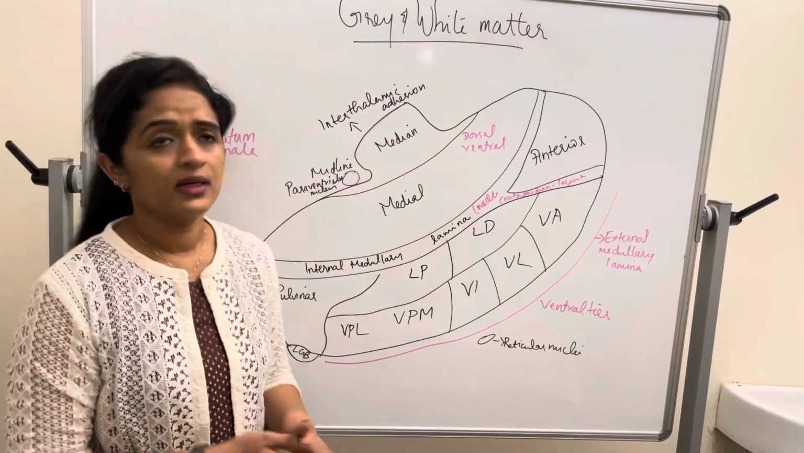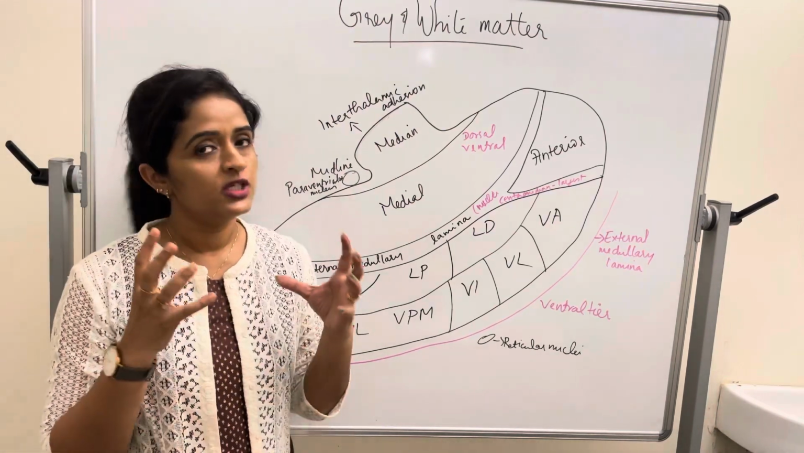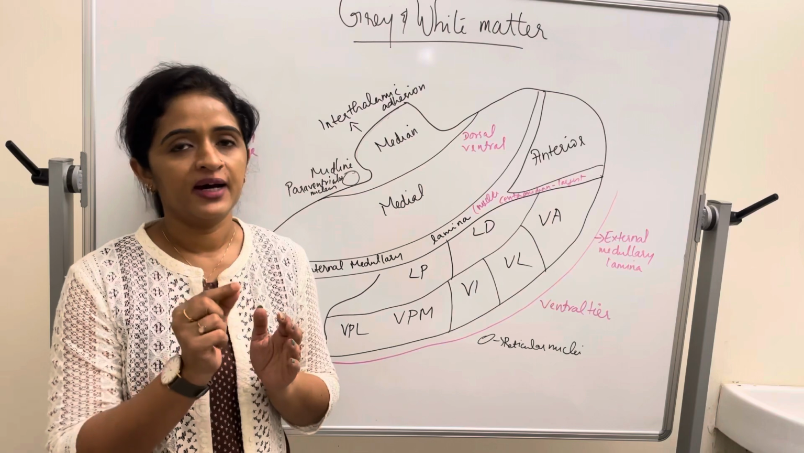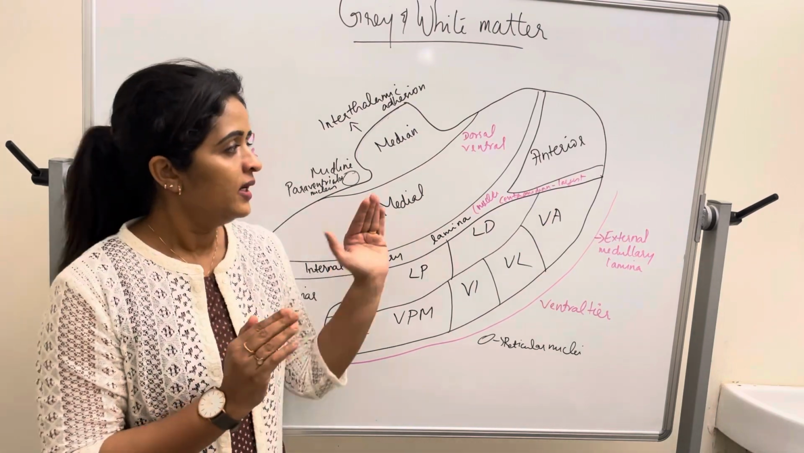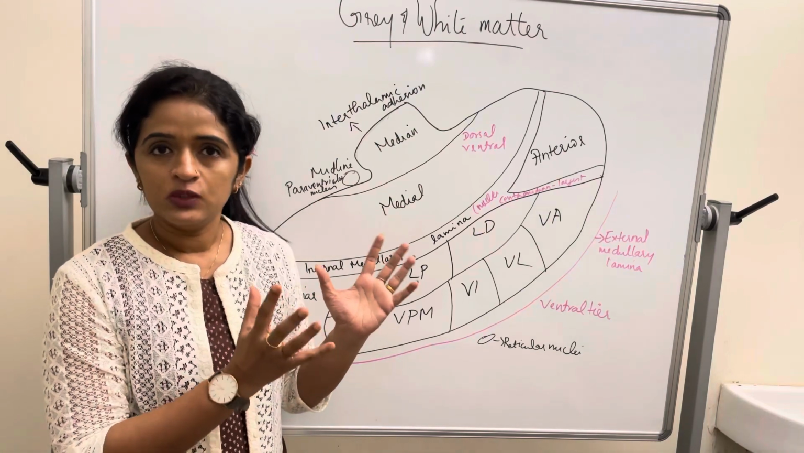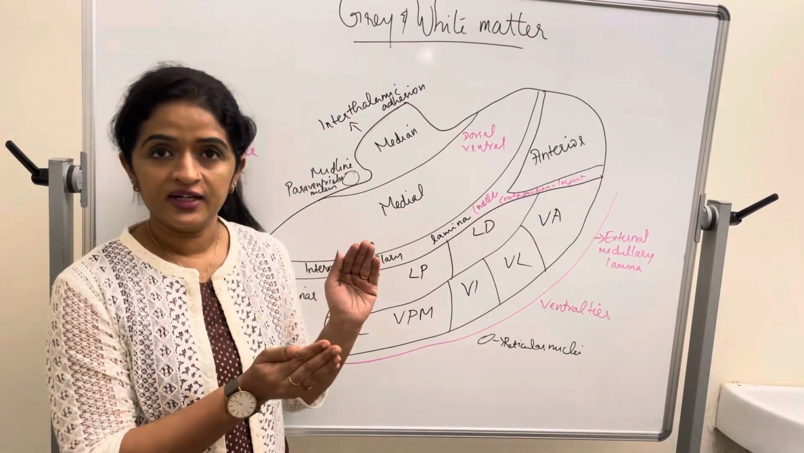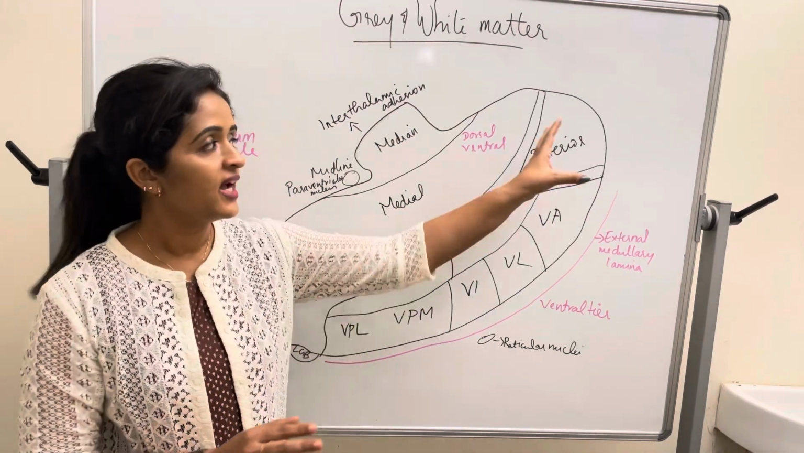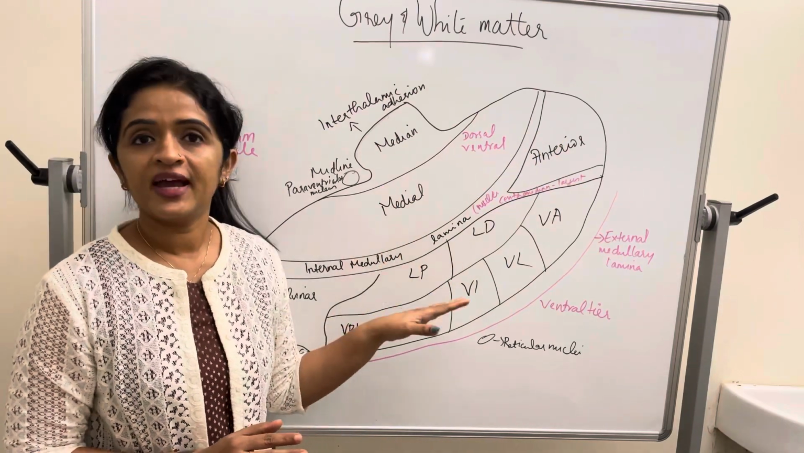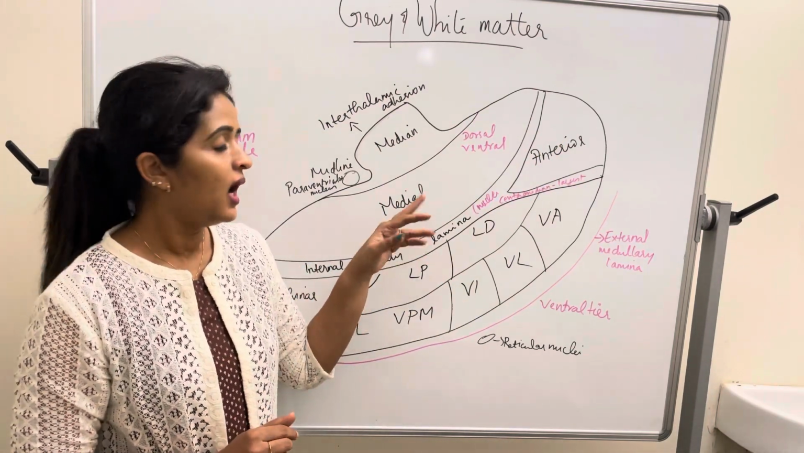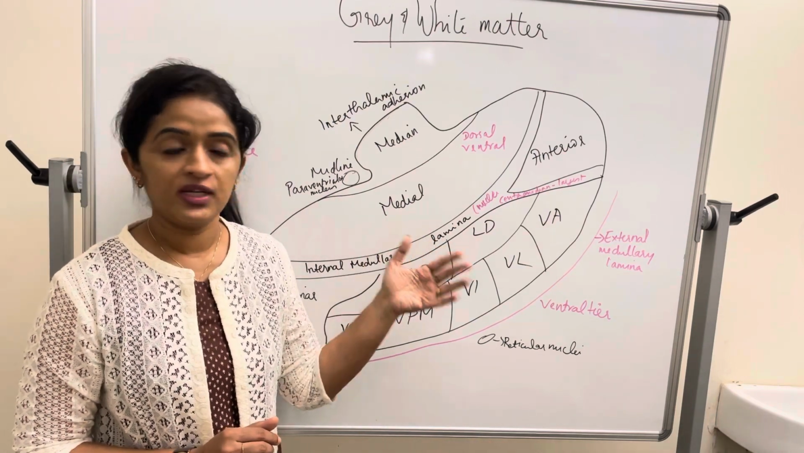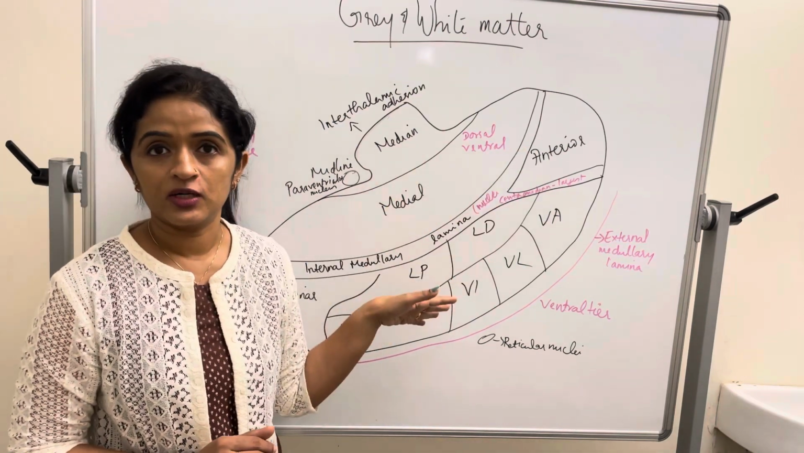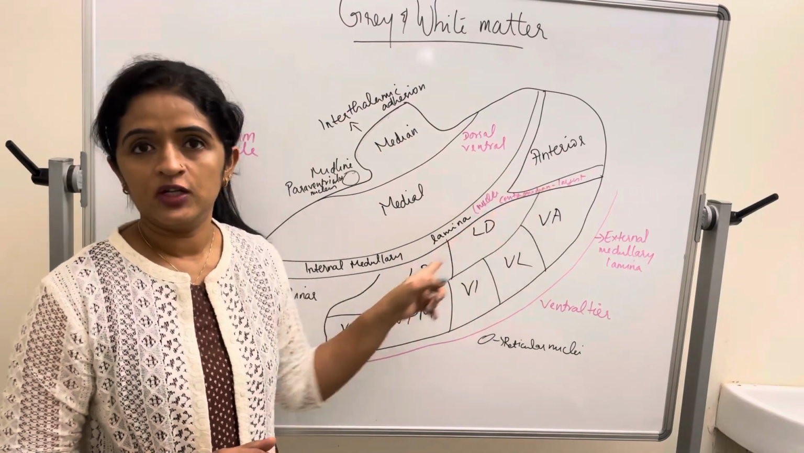Now coming to the grey matter, we know the two thalami are connected by a group of grey matter that is known as interthalamic connexus. Now the entire thalamic nuclei are divided into three groups: anterior group, medial group and lateral group. Which is the structure dividing the thalamic nuclei into these three groups? It is the internal medullary lamina.